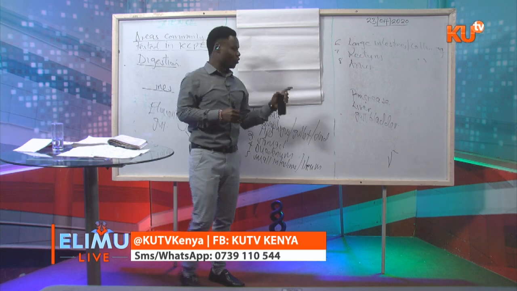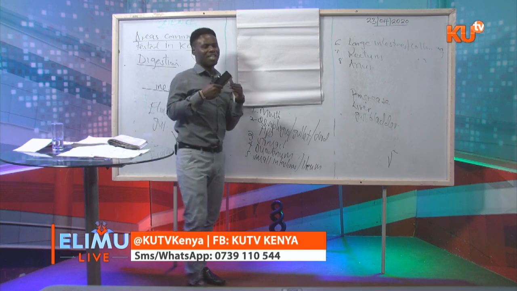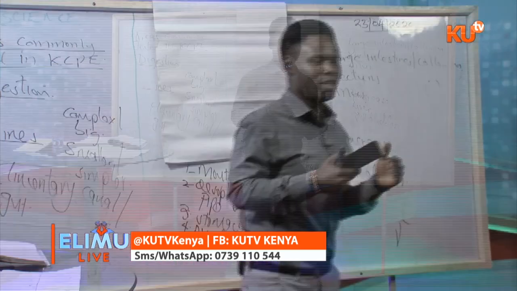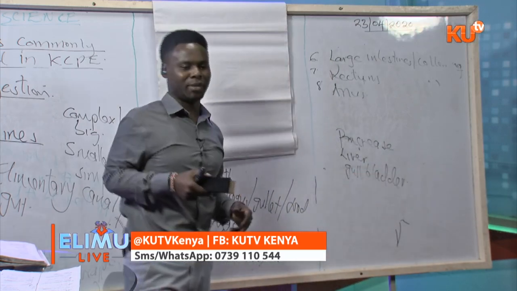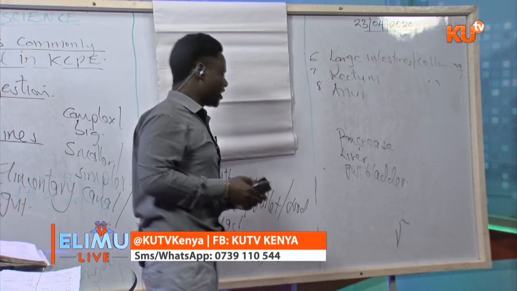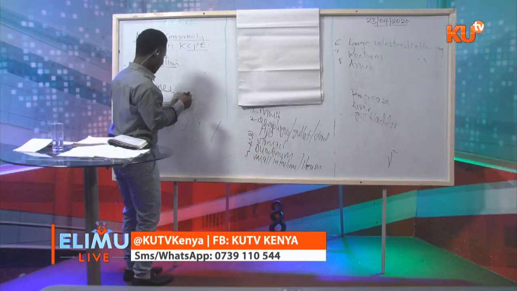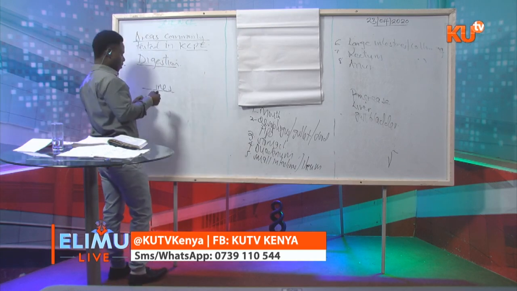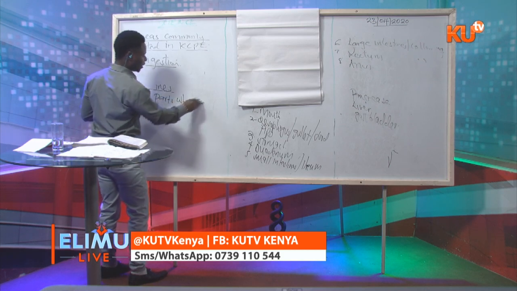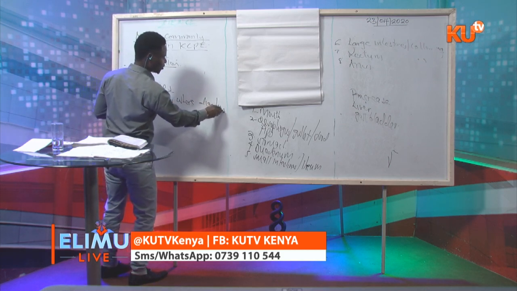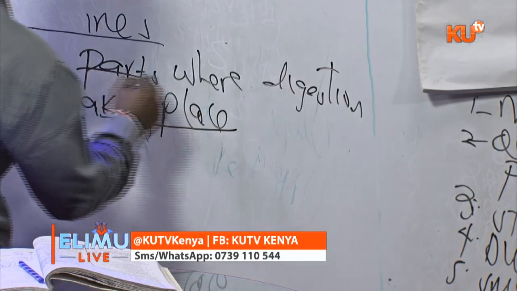So you should be able to know what happens in each part. Now, among these parts, we have where digestion takes place, where food is broken down into smaller particles, but we also have others where digestion does not take place at all. So let us start with the parts where digestion takes place.